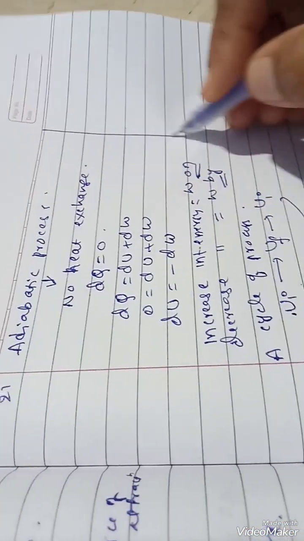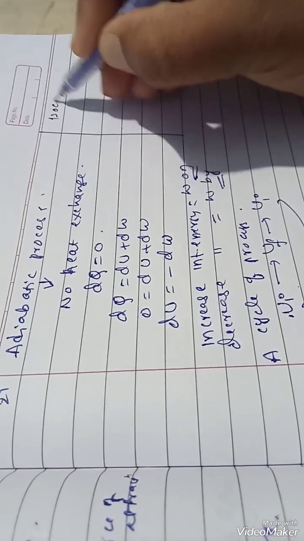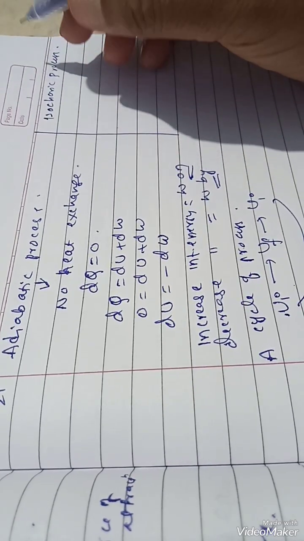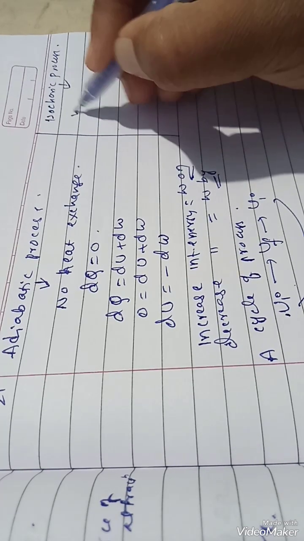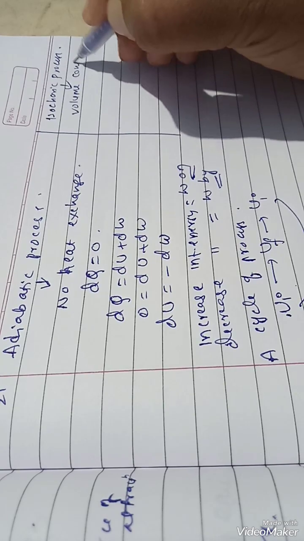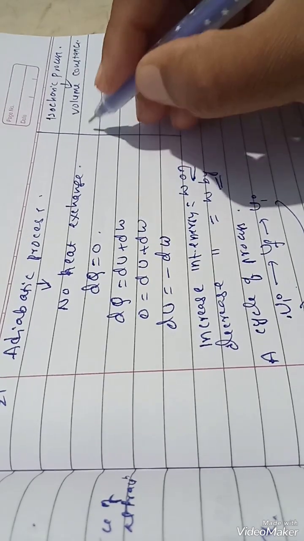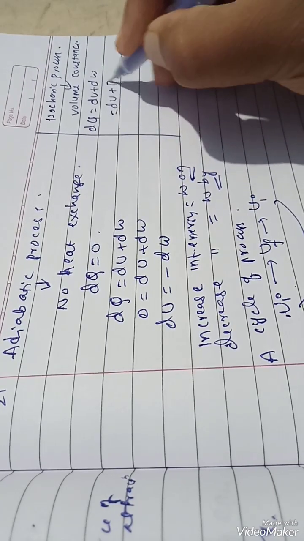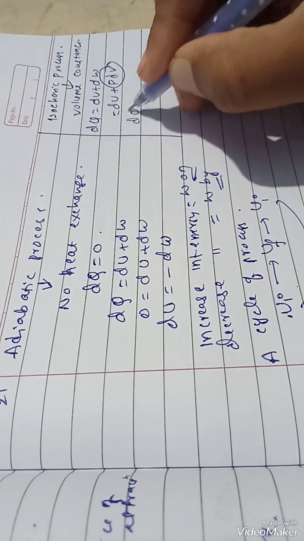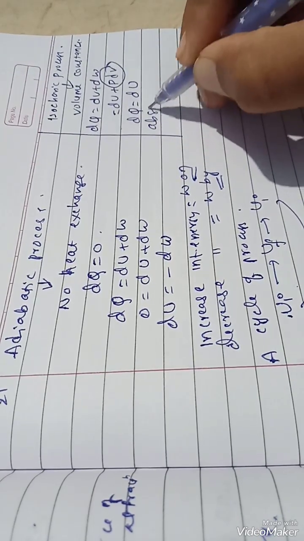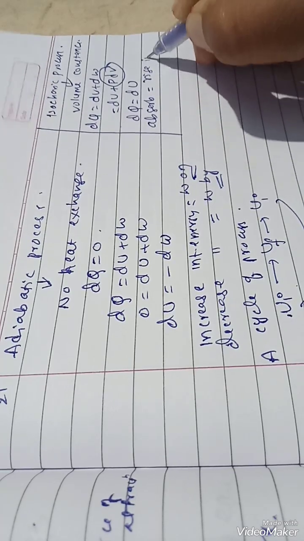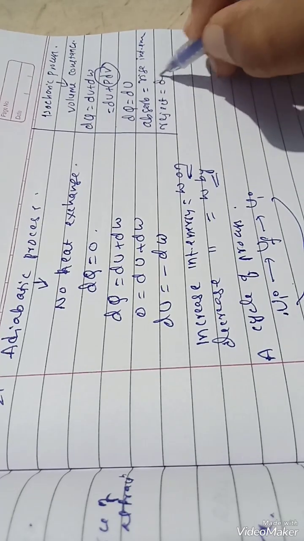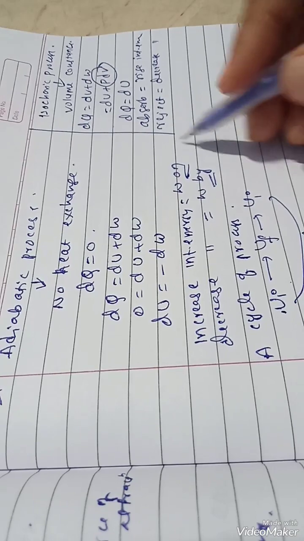Now next application, isochoric process. Isochoric process means the process in which volume is constant, right? So dq equal to du plus dw, no? Dw means what you will write? Pdv. Volume is constant means dq equal to du. Heat absorbed is equal to rise in internal energy, right? Heat rejected is equal to decrease in internal energy.